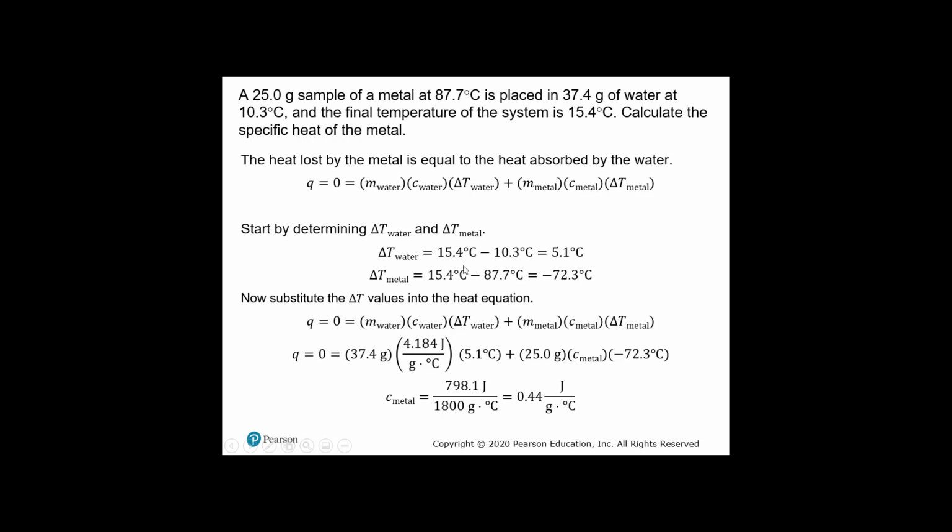Okay, so once we have the math for the temperature change for both the water and the metal, we can plug everything in. If you make these equal to each other, or in this case move one over and make it 0, then you're adding these together. The math could be a little complicated if you're not careful. We're solving for the variable here. So eventually we're going to get down to this: 798.1 joules over 1800 grams per Celsius. And once we reduce it down more, we have 0.44 joules over grams Celsius. So that is the specific heat of the metal.